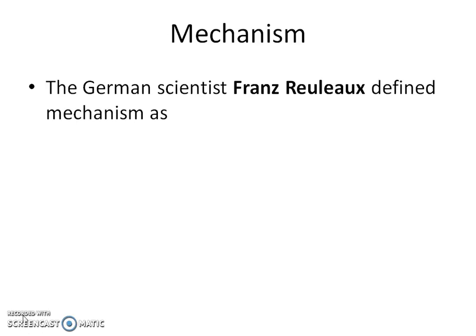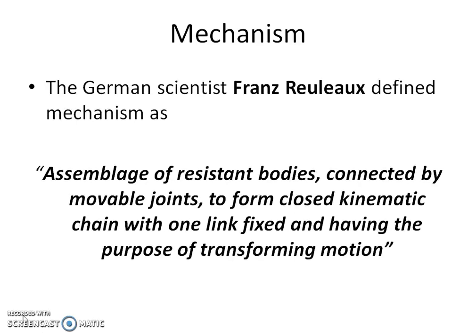According to German scientist Franz Reuleaux, a mechanism is defined as an assemblage of resistant bodies connected by movable joints to form a closed kinematic chain with one link fixed and having the purpose of transforming motion. So if a kinematic chain has one fixed link and there is relative motion between the others, then it may be called a mechanism. The purpose of a mechanism is transforming a motion, to convert one input motion into a desired output motion.